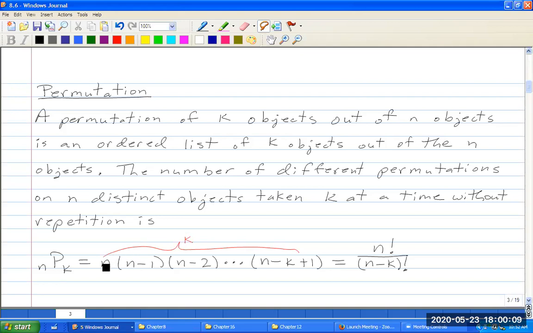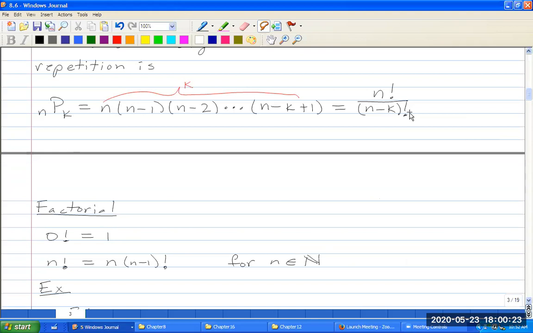So I'm starting out with n, and I keep multiplying by 1 less, and I do this k times. This is n factorial over n minus k factorial. What is factorial? One way of writing this is in terms of factorials, so I guess I have to tell you what a factorial is.